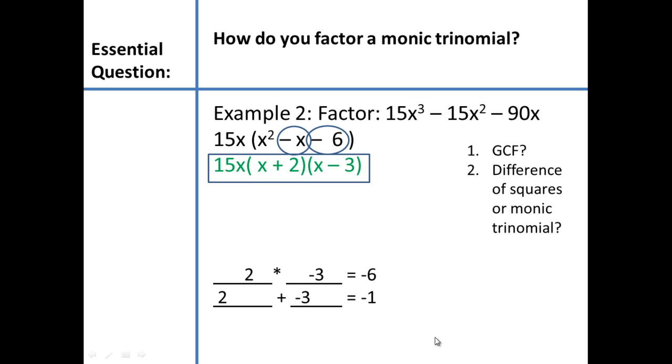So now, just to finish, we need to write one factor of x here, another factor of x there, and you fill in the +2 that we found, and the -3 that we found. And of course, we need to include the GCF. So that is how you factor a monic trinomial. But this one is a special case because you have to factor the GCF first.